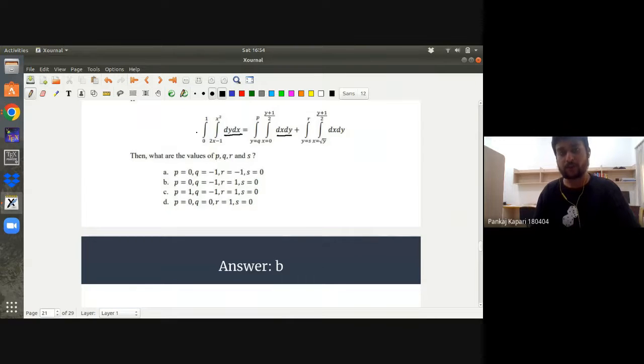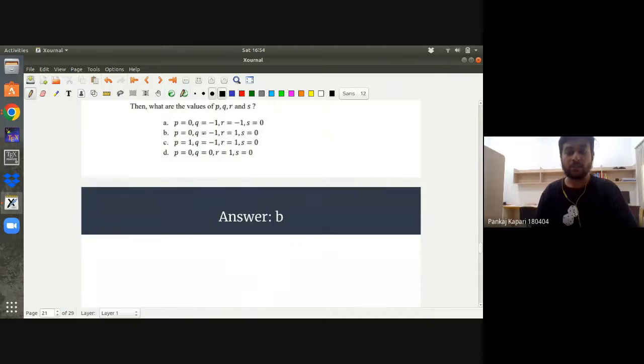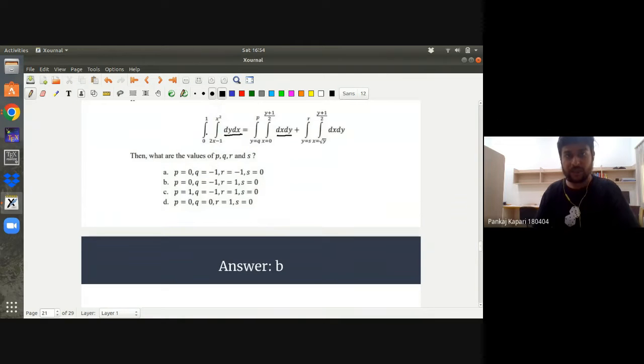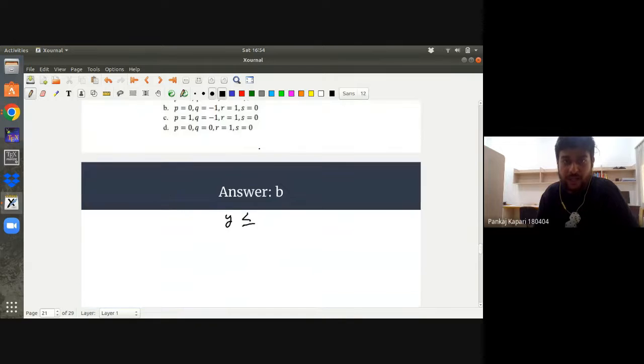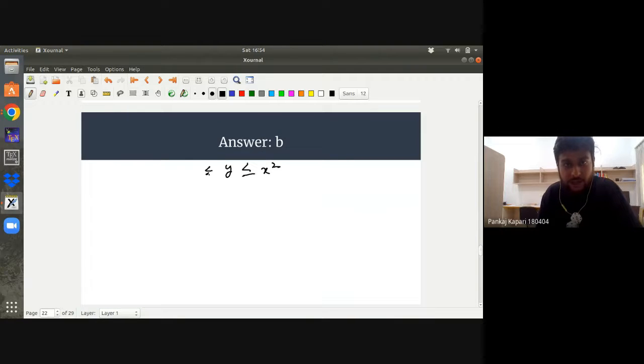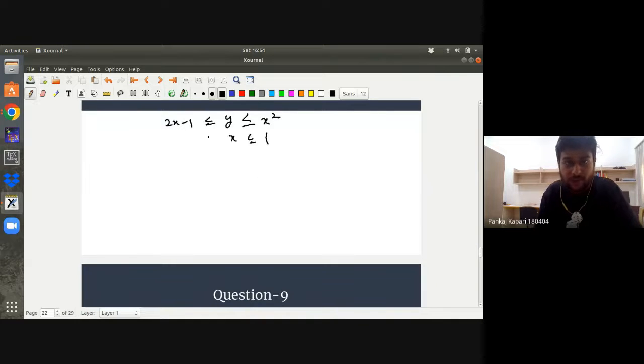Okay, for that we have to draw the region of integration. So again, for drawing the region of integration, first find the limits. Note that y lies between 2x minus 1 and x square, and then x lies between 0 and 1. So let's find out the region of integration. For that, we will draw the graphs of these functions, y equal to x square and y equal to 2x minus 1.